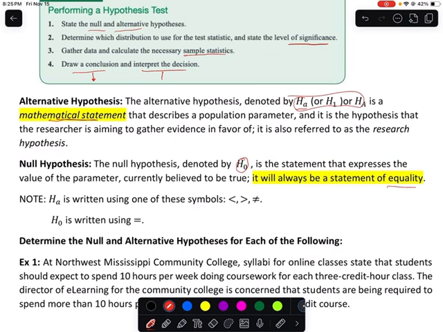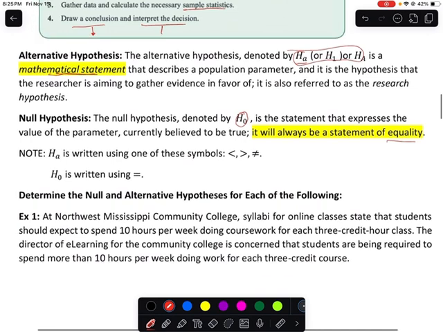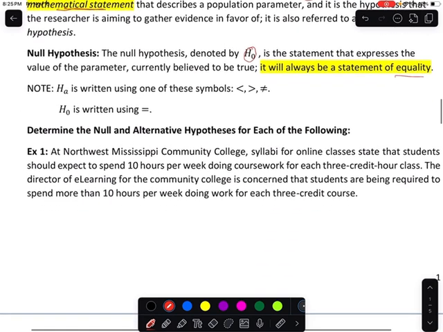Previously, a few years back, statisticians were using a slightly different way of writing the null hypothesis, but now they have come to the decision that they are all just going to use the equal to sign in the null hypothesis. Okay, so let's look at some examples where we are going to see what the null hypothesis is and what the alternative hypothesis is.